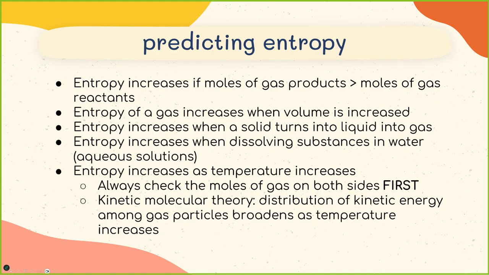Entropy increases when a solid turns into a liquid or into a gas. So as you're going from solid to liquid to gas, your entropy is increasing. Dissolving substances also increases microstates. When temperature increases, the particles move faster, giving more microstates. Check the moles of gas on both sides. Kinetic molecular theory: the distribution of kinetic energy among gas particles broadens as temperature increases.